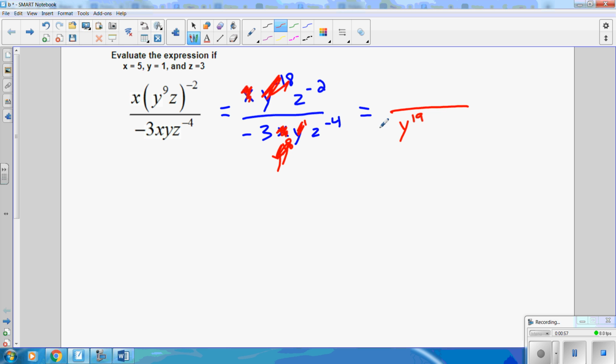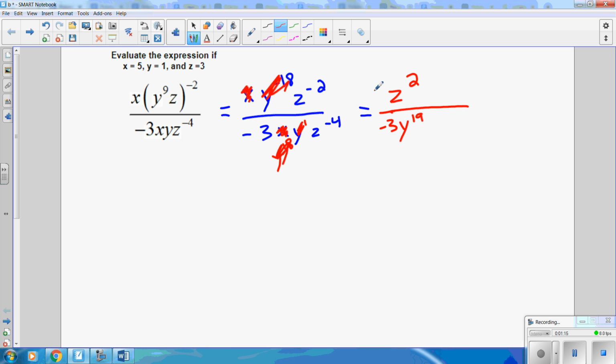We do have a negative 3 that's still on bottom, so I'm just going to fit that in here. And then we have to look at the z's. Negative 2 is actually greater than negative 4 by 2. So that negative 2 is 2 more than negative 4. So you're going to have z to the second on top.